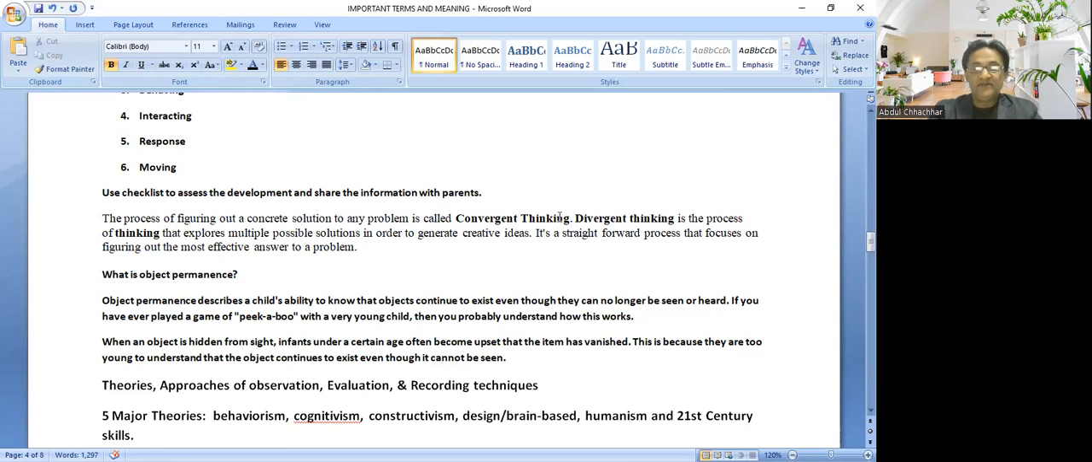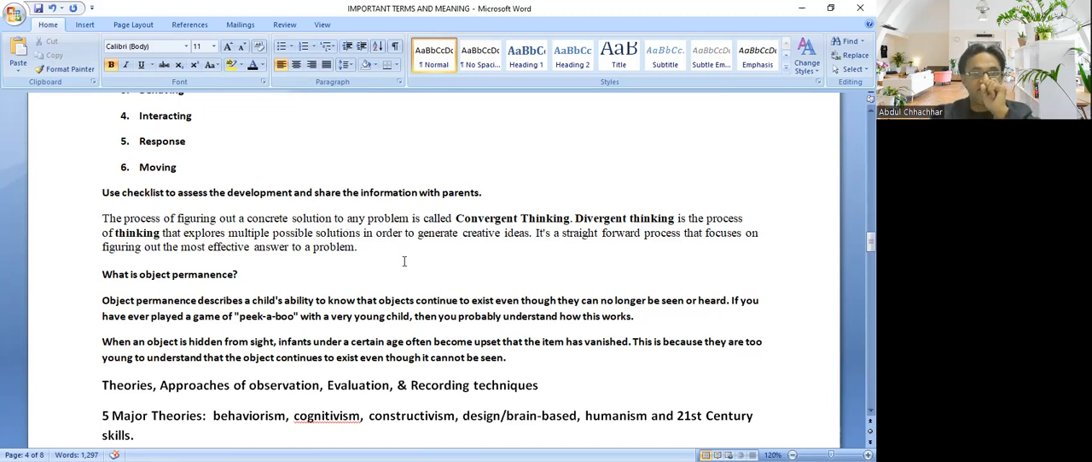Two more important things are convergent and divergent thinking. These two are types of lateral thinking, so keep that in your mind. Divergent thinking is the process of thinking of multiple possible solutions in order to generate creative ideas. However, convergent thinking is the process of figuring out a concrete solution to any problem.